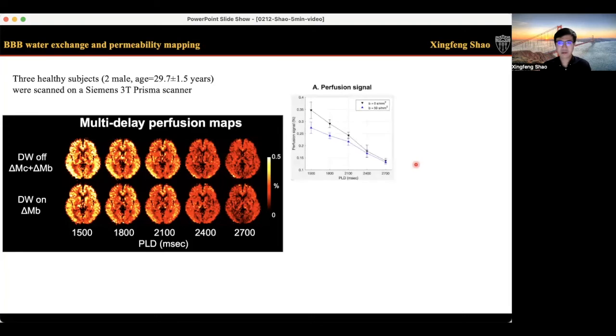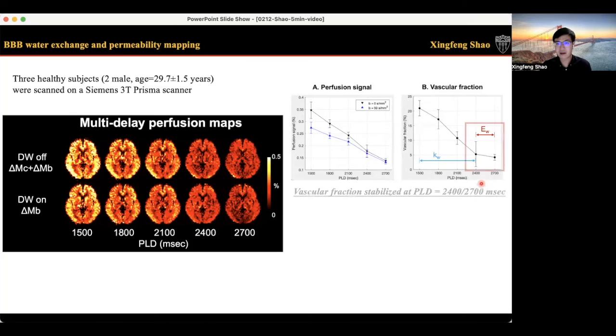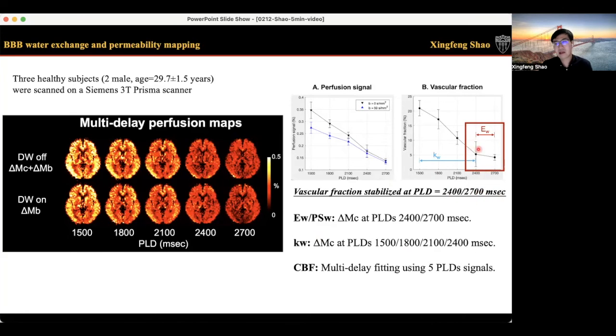Here's the perfusion signal acquired at 5 post-labeling delays. The blue curve is with diffusion weighting, the tissue signal, and the black curve is without diffusion weighting, which contains both capillary and tissue signal. At those 2 long PLDs, you can see the signal intensities are pretty much similar to each other. Here's the vascular fraction, which is the ratio between the blue and the black curve. As you can see, it's about 20% at a shorter post-labeling delay, and it stabilizes around 5% at PLDs of about 2.4 and 2.7 seconds, which means we can estimate the total extraction ratio from those 2 long PLDs. We can also calculate the PSW based on the EW we quantify.